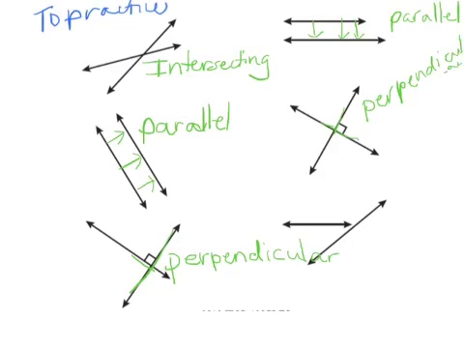And here, these lines don't actually cross yet, but we would still consider them intersecting because if you were to continue them, they would cross. So these are intersecting lines.